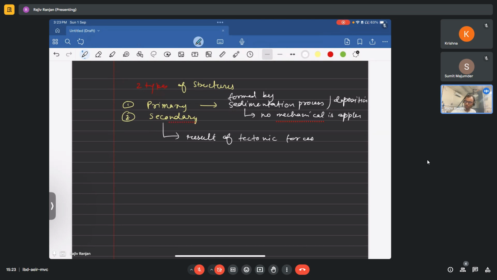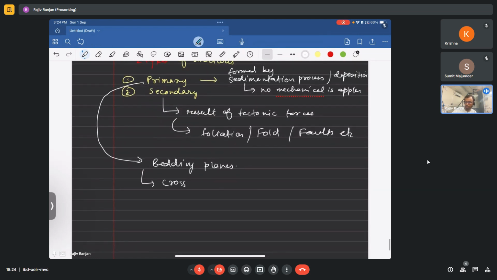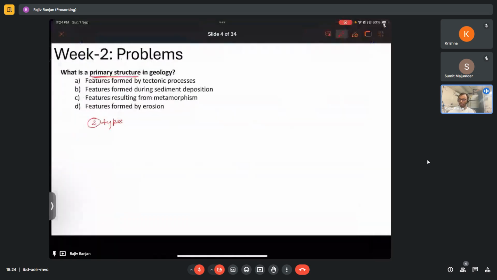If you talk about secondary, examples are foliation, folds, faults, etc. If you talk about primary, an example would be bedding plane. Another example is cross beddings, and there are several other bedding structures. So this is due to natural depositions.